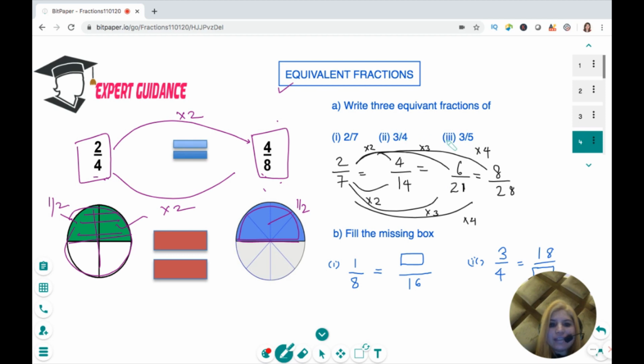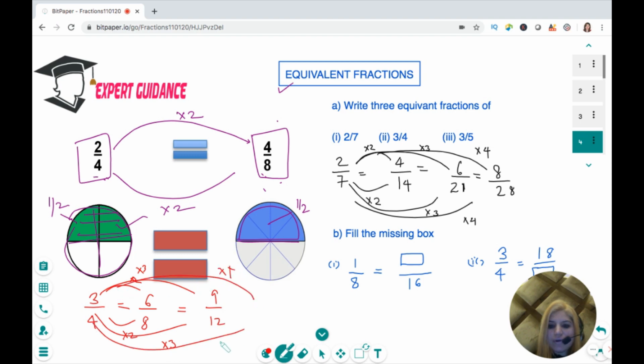Now let's find for 3/4. Now 3/4 we multiply both by 2, so that will give us 6/8. So this is the first equivalent fraction. The second equivalent fraction we'll find by multiplying it by 3. So 3 times 3 is 9, 4 times 3 is 12. And the next equivalent fraction we'll find by multiplying it by 4. 3 times 4 is 12 and 4 times 4 is 16.